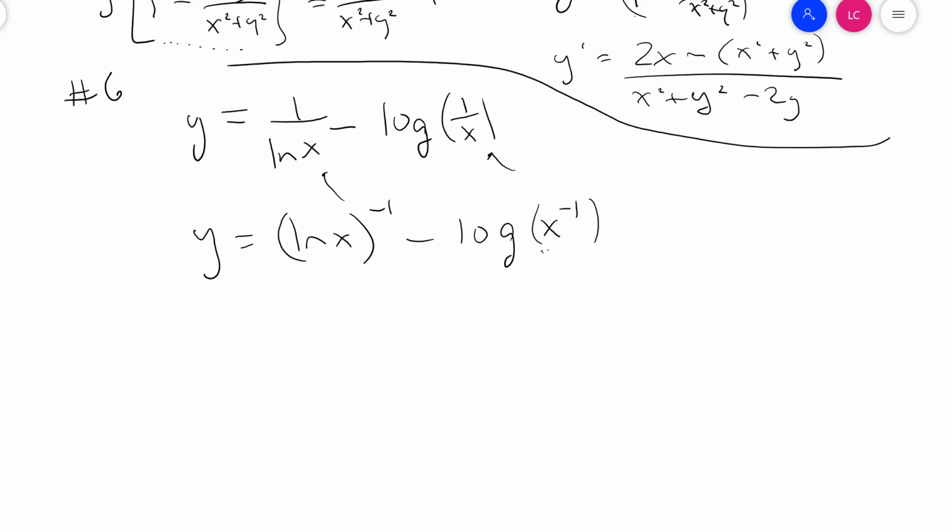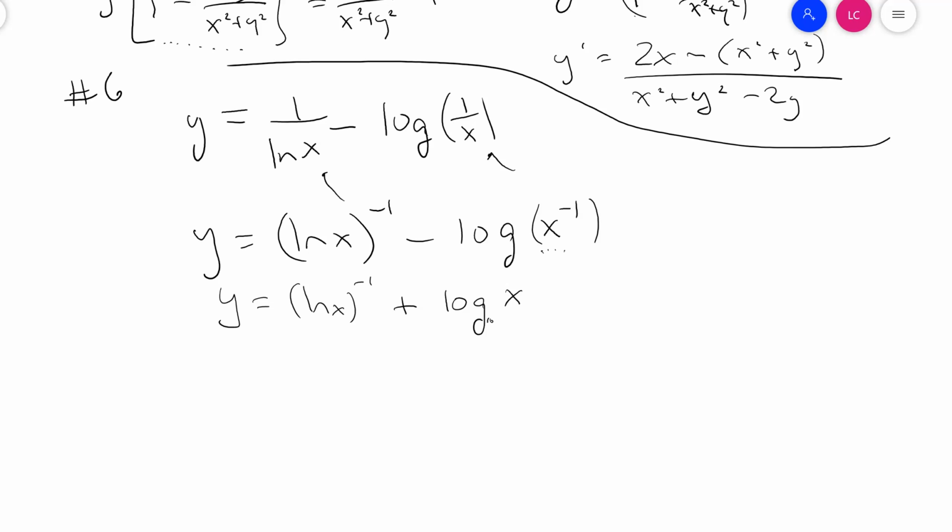And I can even go further with this. I know that this exponent here can come down in the front. So still have not taken the derivative yet. So I get plus log x. And you know there's a 10 here if there's nothing written. Okay, now I'm ready to take the derivative.